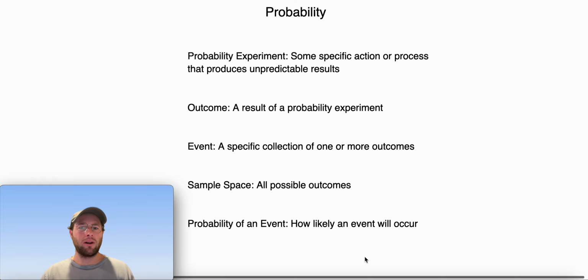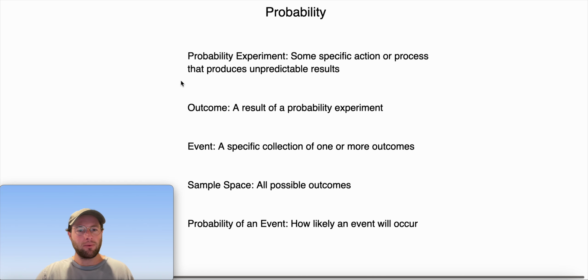In today's video, we're going to be going over probability. So we have some definitions listed out here, and let's begin by going through some of these, and I'll also be giving some examples for each. The first one we have is probability experiment. A probability experiment is some specific action or process that produces unpredictable results.